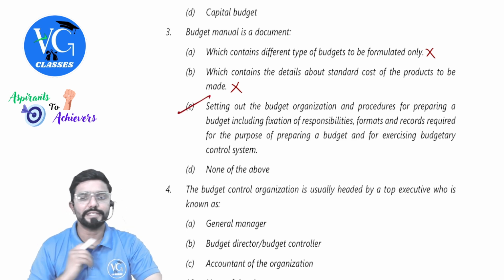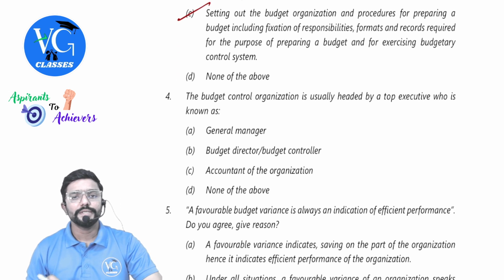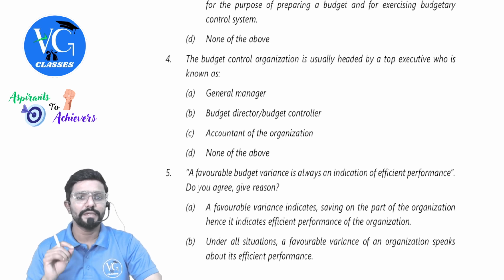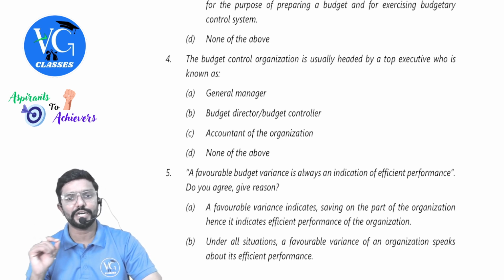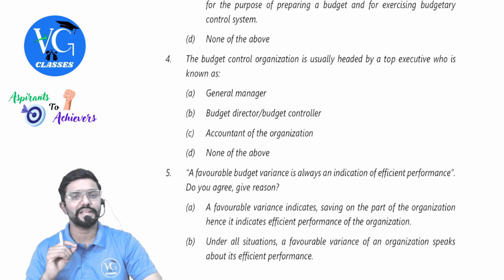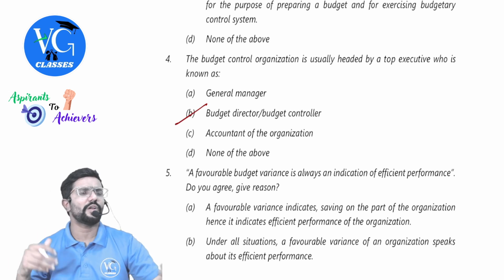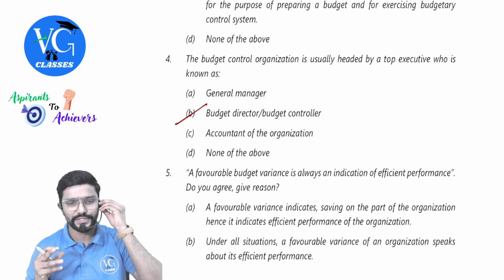Answer is C, guys. The budget control organization is usually headed by a top executive who is known as general manager, budget director, or budget controller, accountant of an organization. None of the above. Budget director, budget controller, or we also call it budget officer, guys.